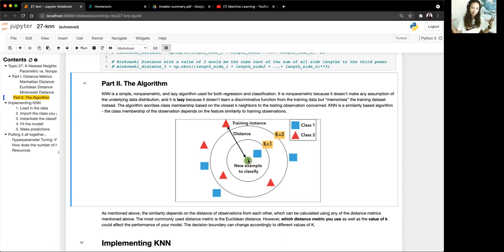So depending on what k value you use, you can end up with a different classification of your data, especially if it's in a gray area where there are data points of either class.